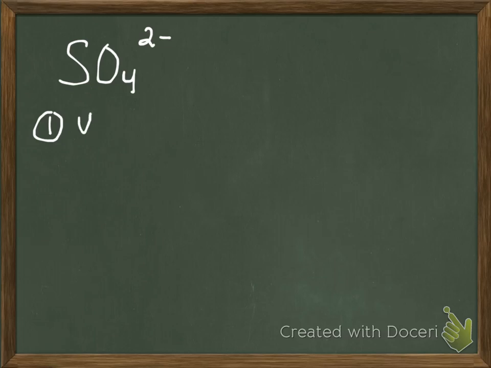So we want our valence electrons. Sulfur has how many? 6. And we only have 1 sulfur. Oxygen has how many? 6. And we have 4 of those. But here's where it diverges a bit. If you have a charged group, if you have a polyatomic ion, you now have to either add or subtract electrons based on the charge.